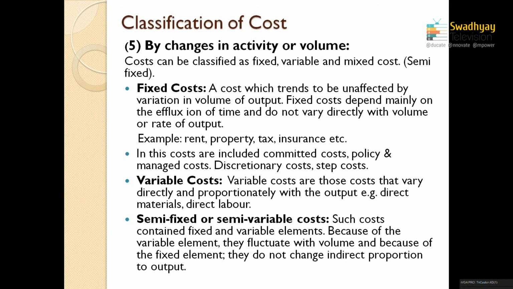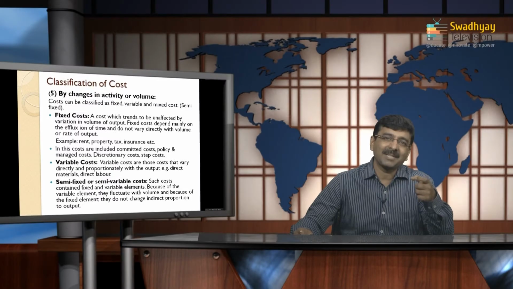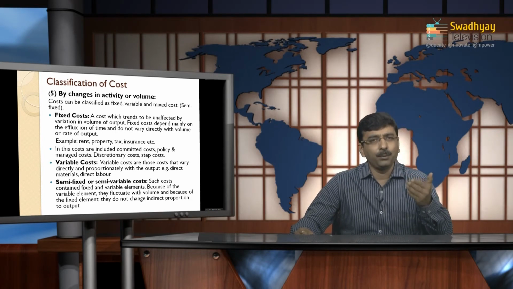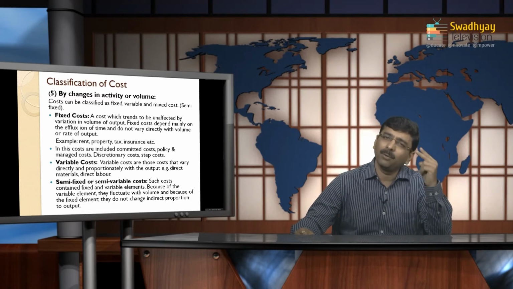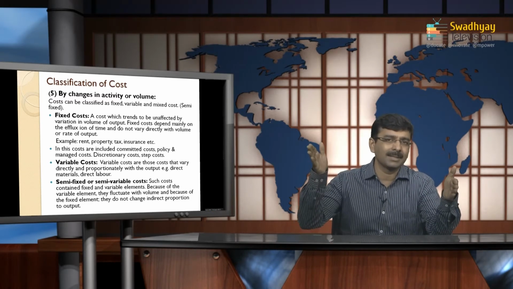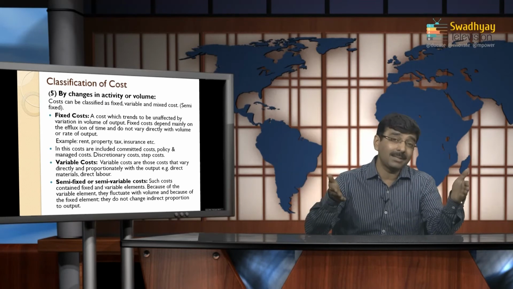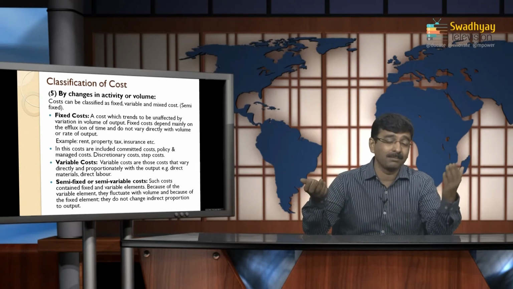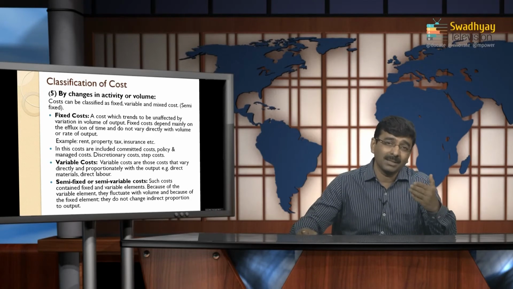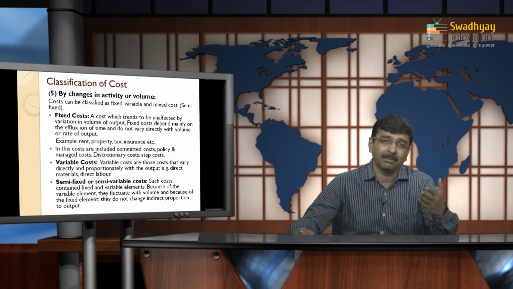Moving to the next point, that is classification by changes in activity or volume. How is cost identified on the basis of activity or volume? Certain expenditures are identified on the basis of activity or volume only. If you want to bifurcate these expenses, there are two major bifurcations: one is fixed cost and the second is variable cost. But in the coming scenario, or from the last many years, there is one more bifurcation in this category, that is semi-variable expenses.